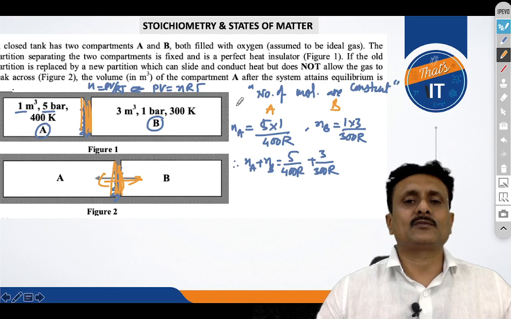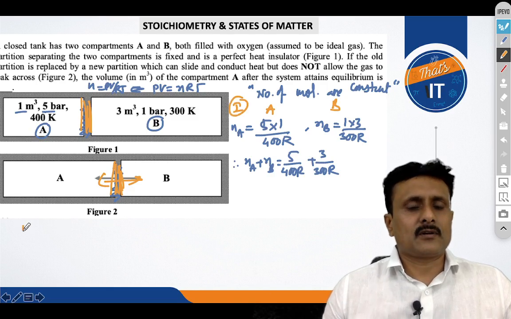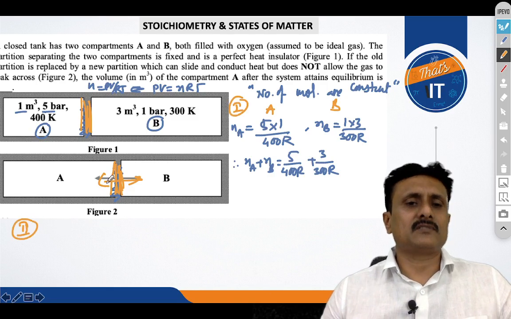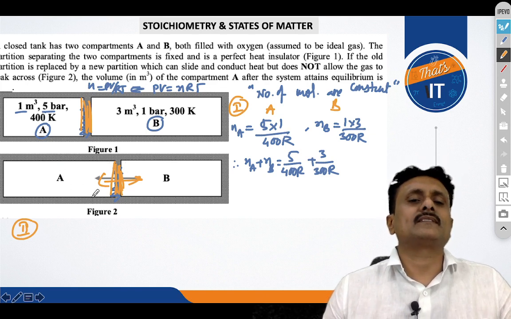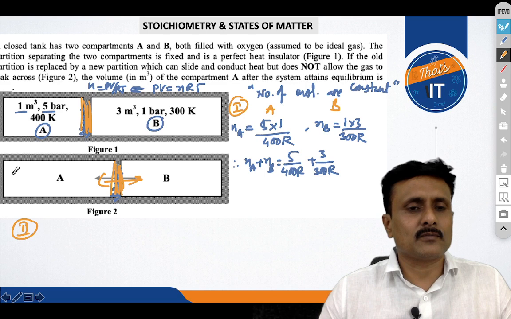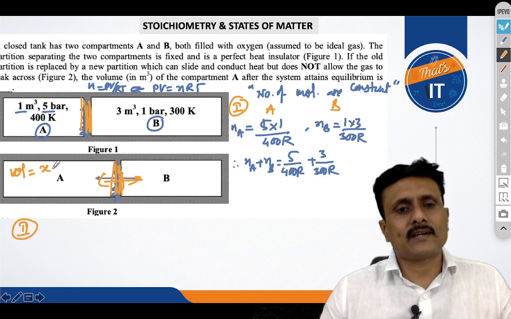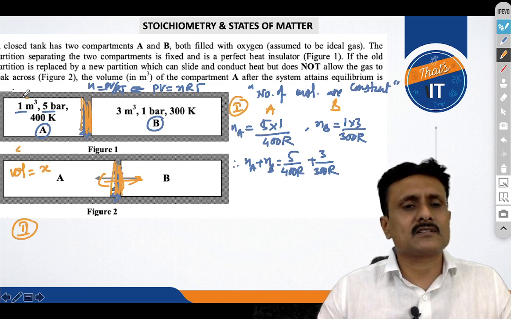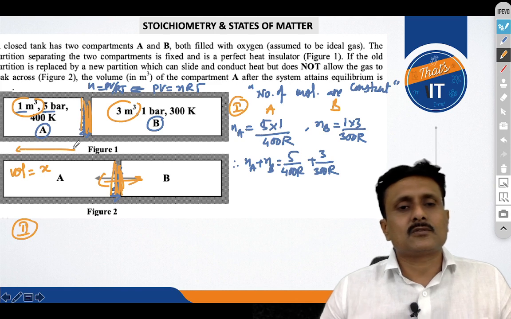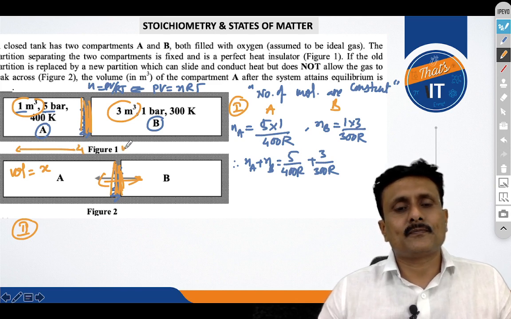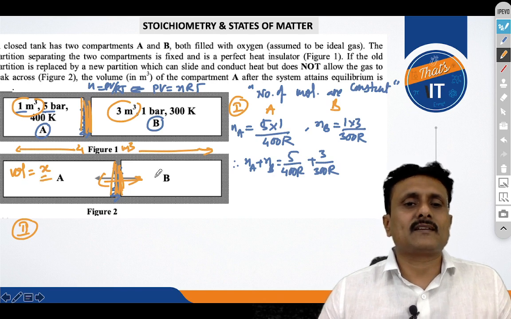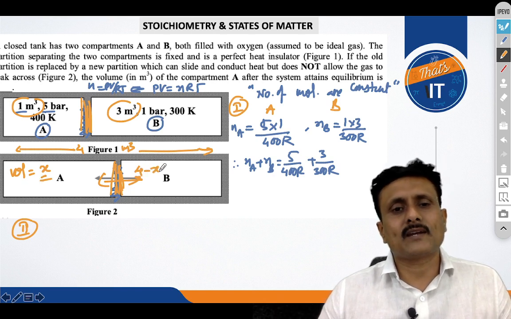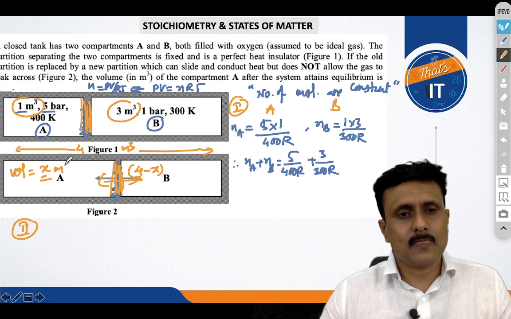Now this is your case 1. Now coming to case 2, you see this has been moved by a distance of some x. So let the volume this side equal x. The total volume is going to remain constant, that is 1 plus 3. The total volume is 4 meter cube. So if this volume is assumed as x, this will be 4 minus x meter cube.